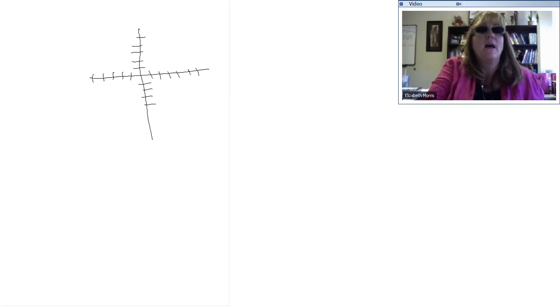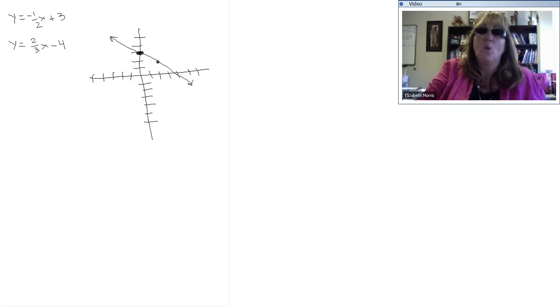Okay, what if I had y equals -1/2 x plus 3. Y-intercept, +3. Slope, -1/2. So you go down 1 and to the right 2. And you have a line. Y equals 2/3 x minus 4. Y-intercept is -4. From the y-intercept, the slope is +2/3, so I go up 2 and over 3. And I draw my line. Okay?